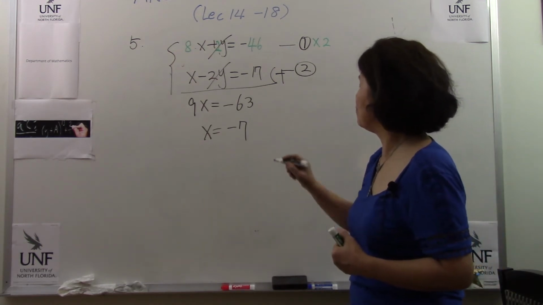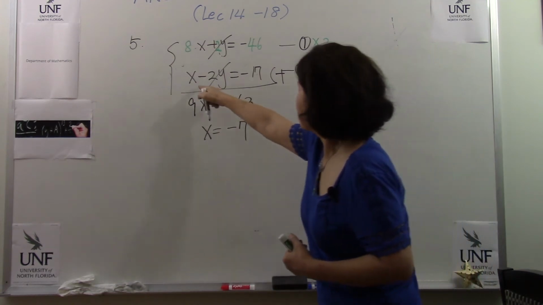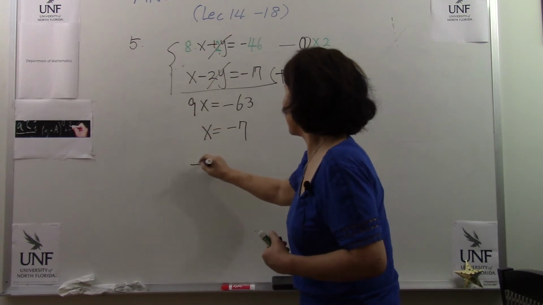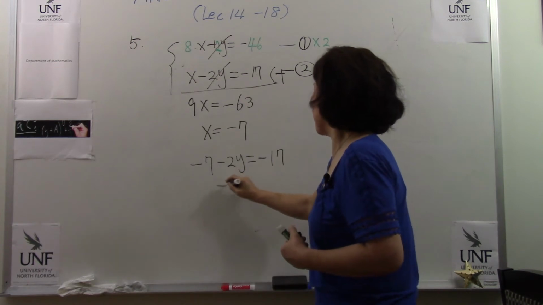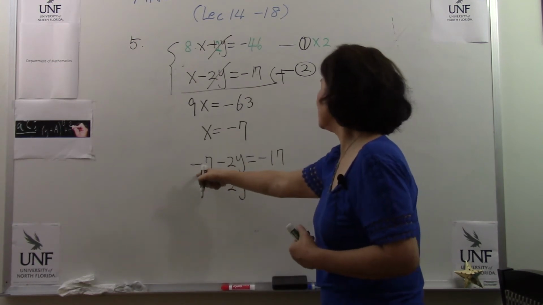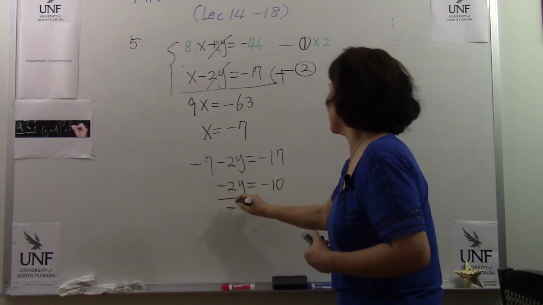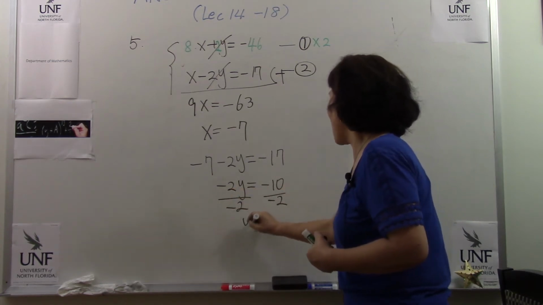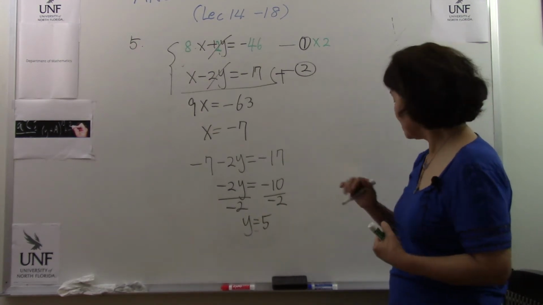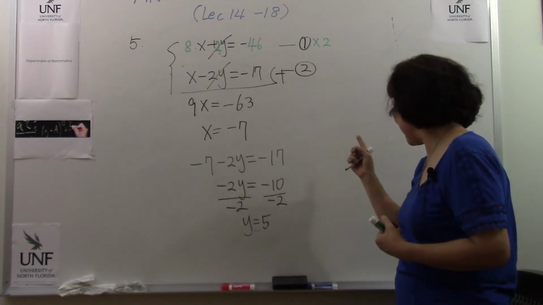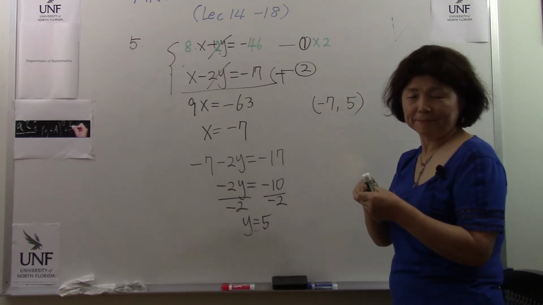So number 2 equation is easier to use. So x over here, so negative 7 minus 2y equals negative 17. So negative 2y equals, add 7 to both sides, negative 10. So divide both sides by negative 2, that will make y equals 5. So do we get the same answer? Yes, I think so. I can see negative 7 and 5 over here. So same answer, like this.